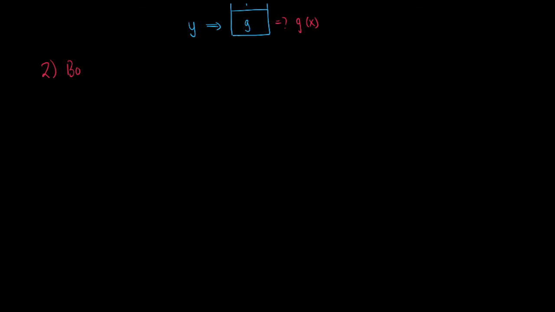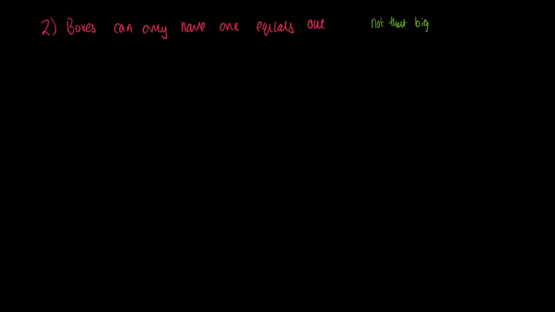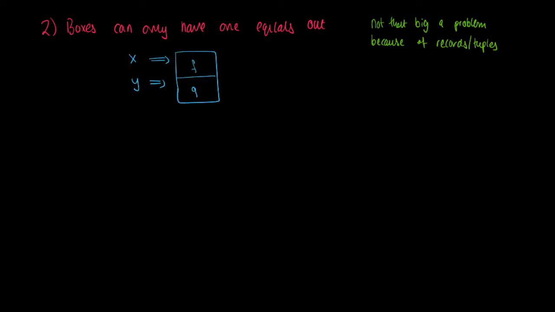The problem of a box only having one equals out is pretty easy to get around because we have records and tuples. So if we already have a box with two boxes f and g connected up parallel inside, we could write this diagram, which in code would look like f of x, g of y inside a tuple. Just as a box, it would look like x, y goes to f of x, g of y.